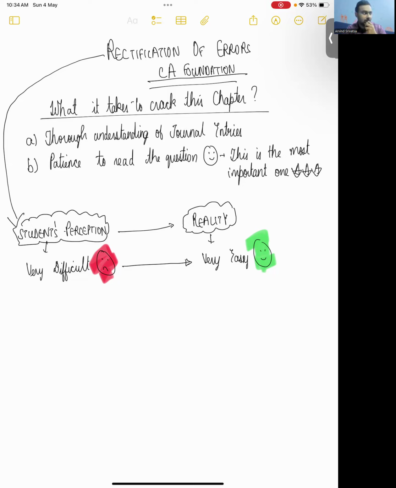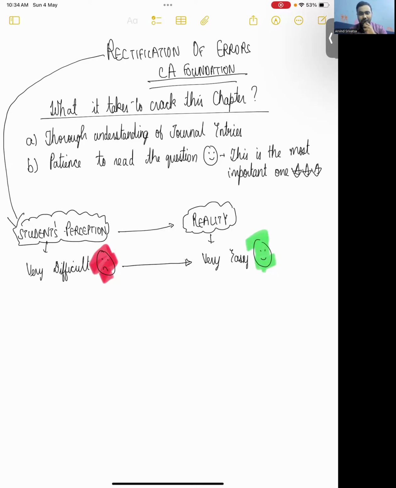Second thing, this is the most critical aspect. You need to have the patience to read the question, because if you don't have the patience to read the question, your understanding of journal entries is an utter waste. Only when you have the patience to read the question will you understand what is being asked of you, what is being expected out of you, and you will be able to crack it. So I hope you understood.